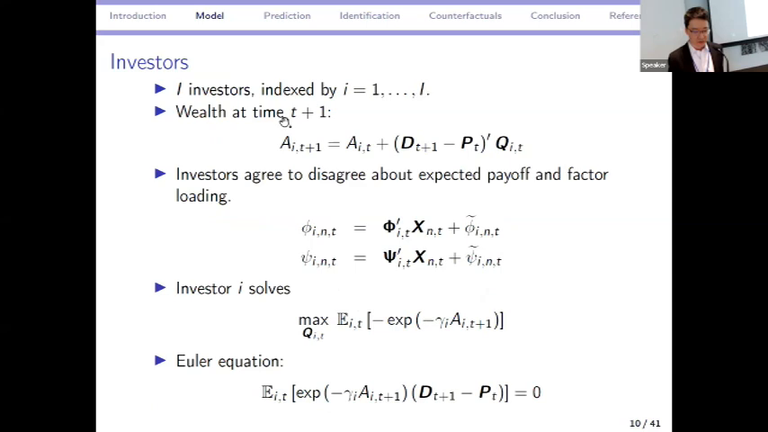So there's I investors, and they care about their wealth at t plus 1, which is a consequence of their vector of portfolio, Q, times the return on your portfolio. So the payoff minus the price. Investors are going to disagree about the model of expected payoff and the factor loading, right? So with homogeneous beliefs, these phi's and psi's would be just indexed by t and not by I. And then same with the unobserved characteristics that determine the expected payoff and the factor loading.